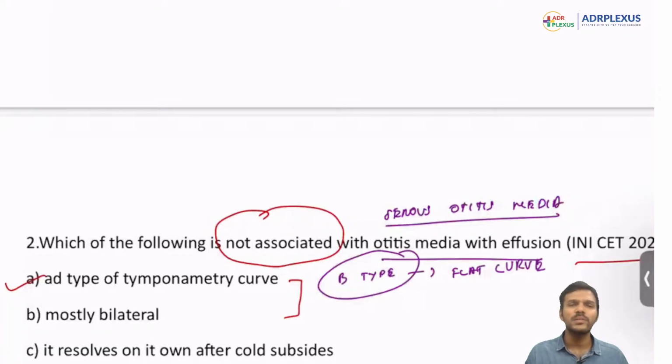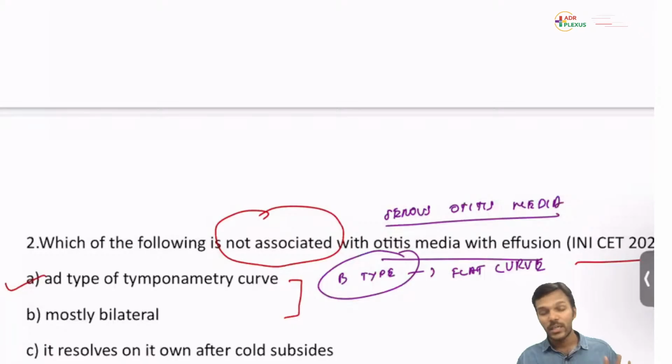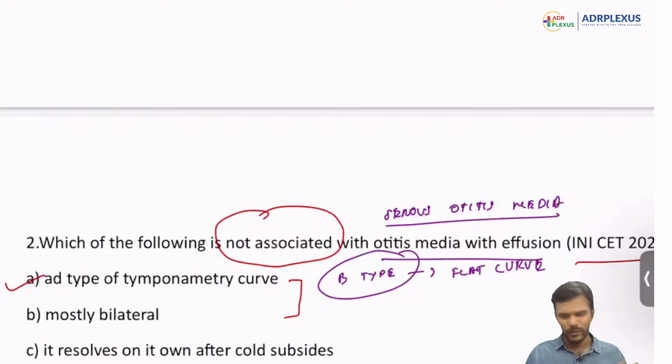Why are the INICET people so fond of such a small topic? Because strategically speaking, it is a topic where the nasopharynx can get affected, but it affects the ear. For that reason, they are repeatedly asking questions. Every year they ask at least one question from serous otitis media or otitis media with effusion.